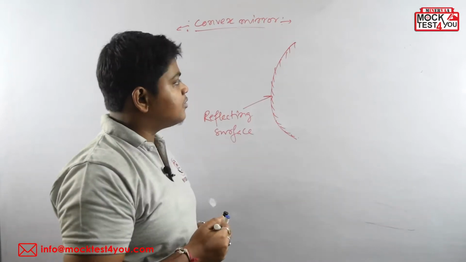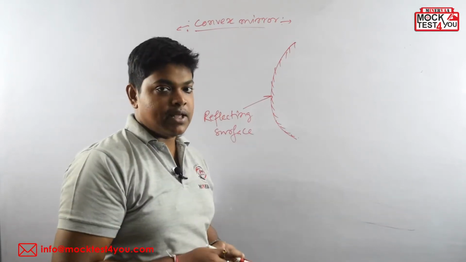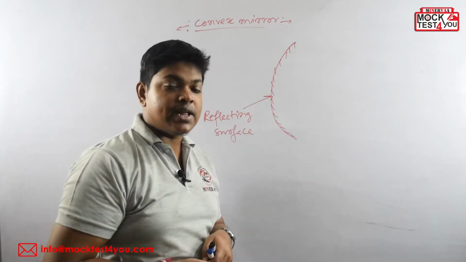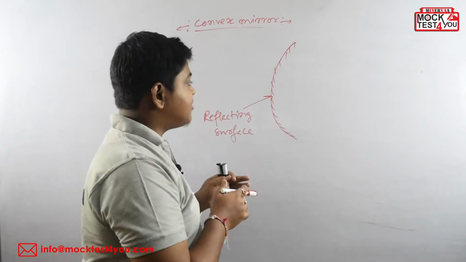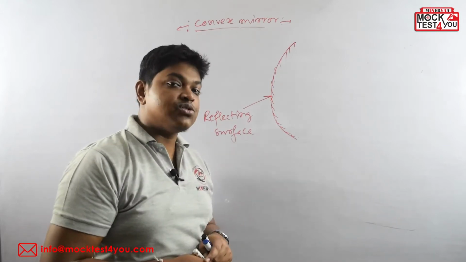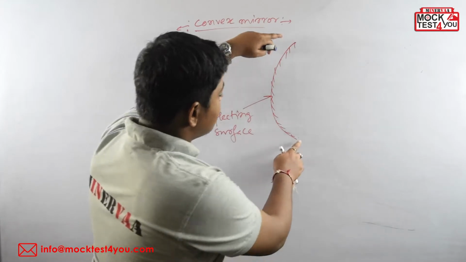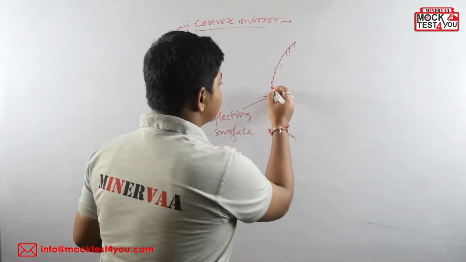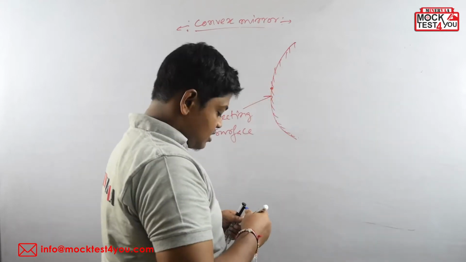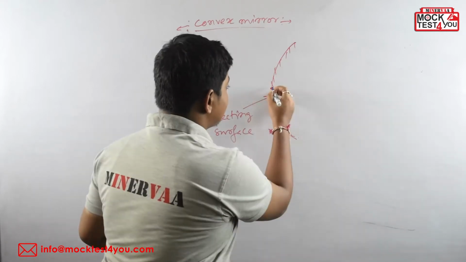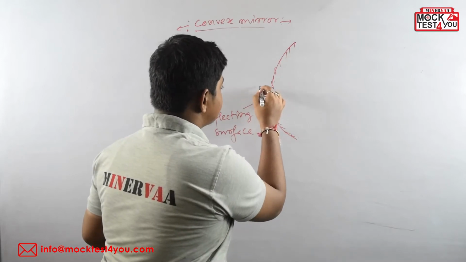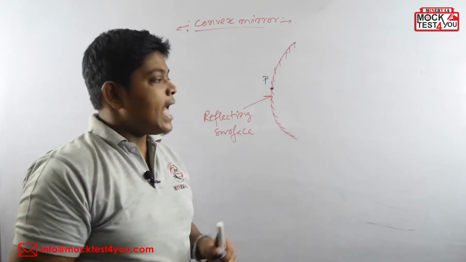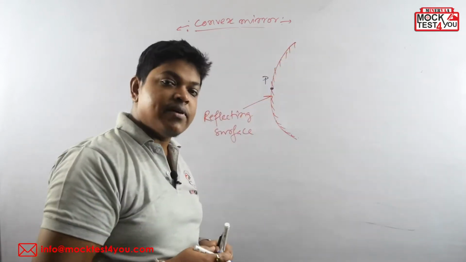So in that case we will identify the same things: the pole, focus, the radius of curvature, the center of curvature and the principal axis. We will identify each and everything. At first, this is your total linear aperture. The midpoint of this linear aperture will be your pole, so it can be represented by P, right? And this is one type of spherical mirror.